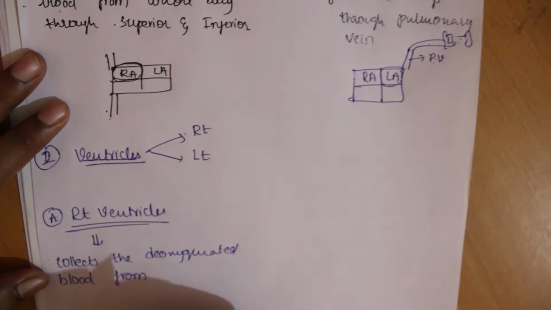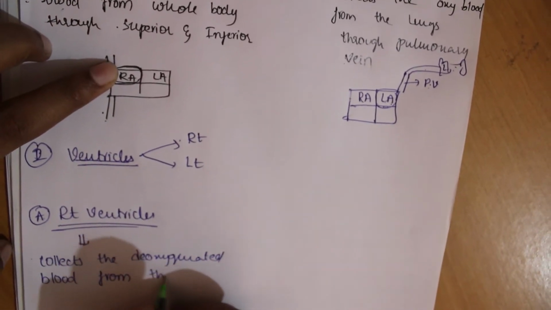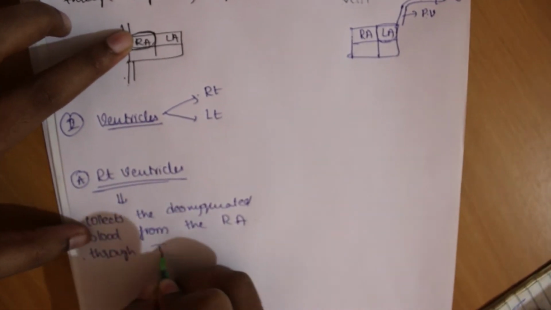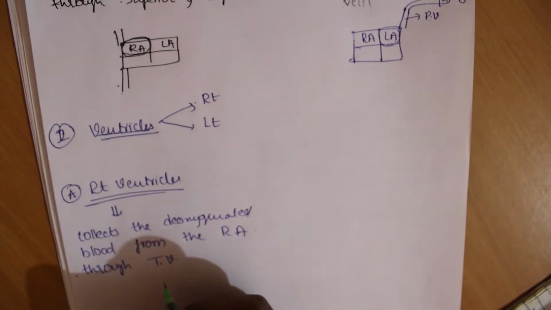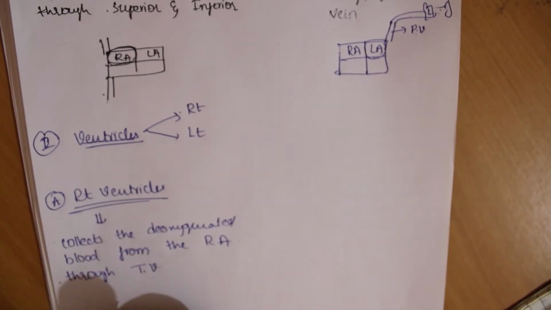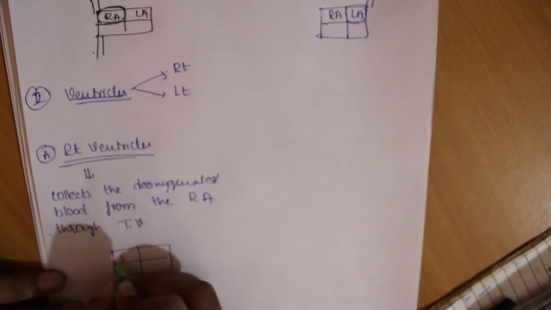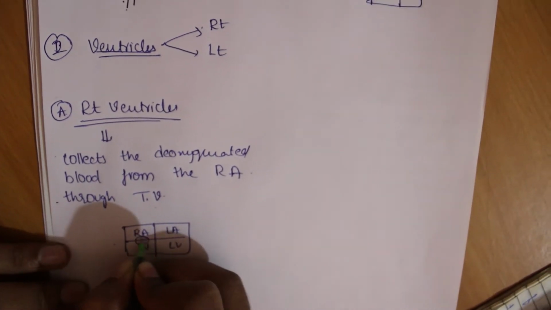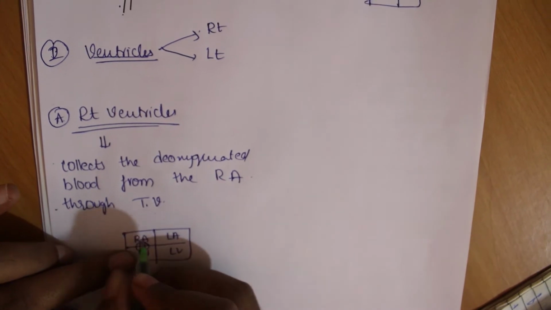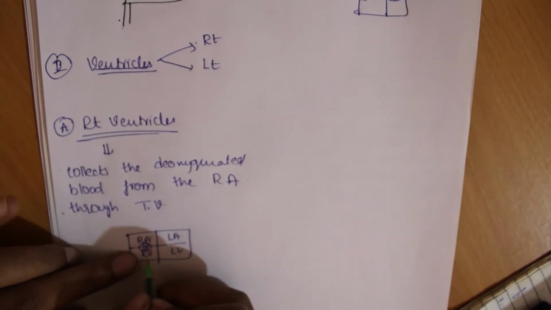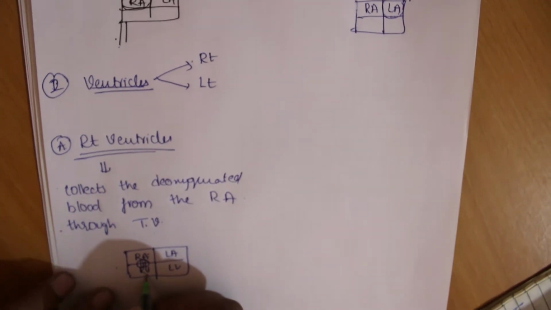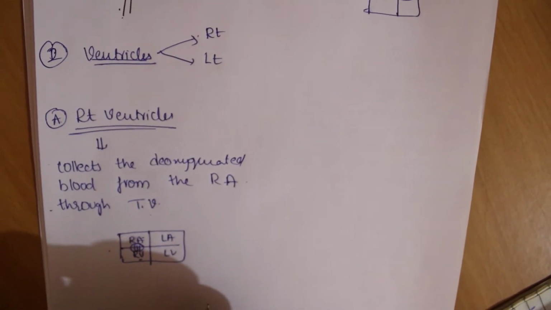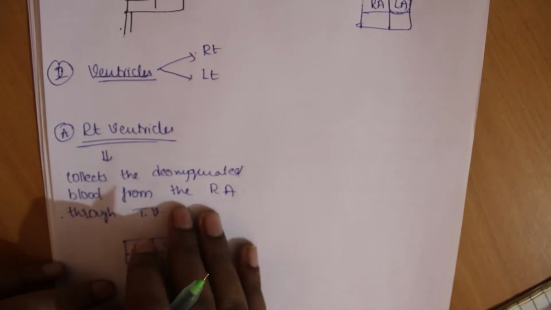from the right auricle through the tricuspid valve. I am simply writing it in abbreviated form. Here also I am drawing a rough diagram of the heart, with the right auricle, left auricle, right ventricle and the left ventricle. Here is the tricuspid valve. Through the tricuspid valve, the deoxygenated blood from the right auricle is collected into the right ventricle of the heart. This is the main function of the right ventricle.